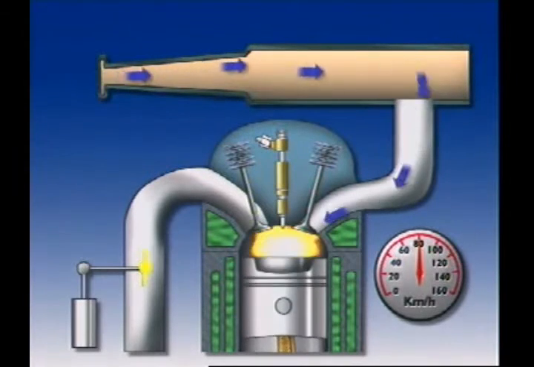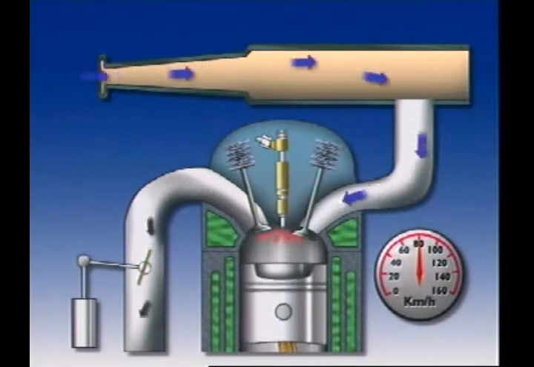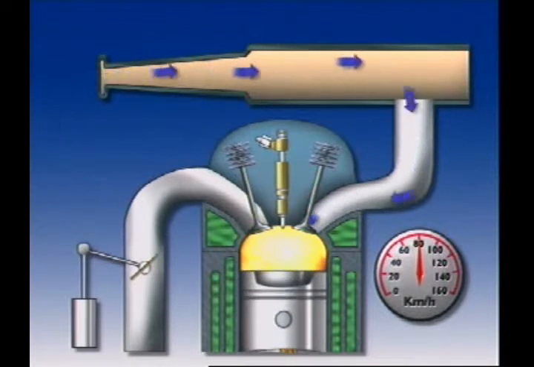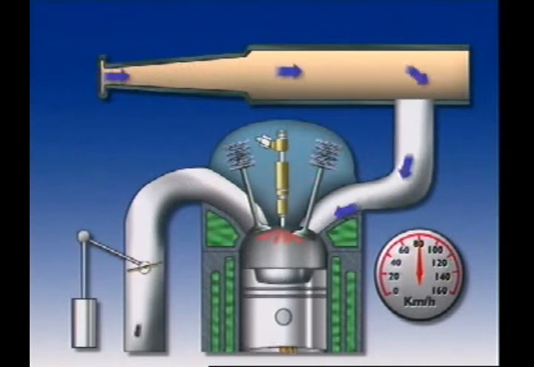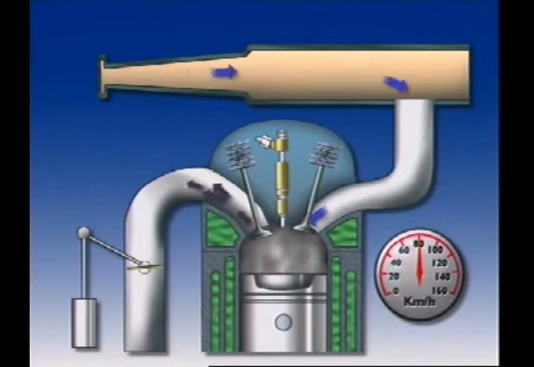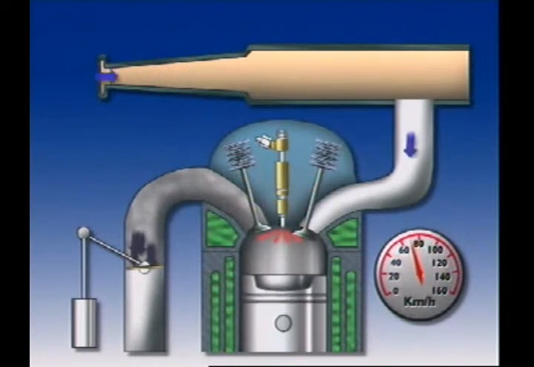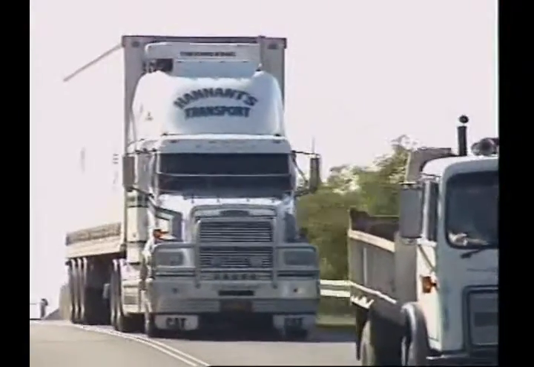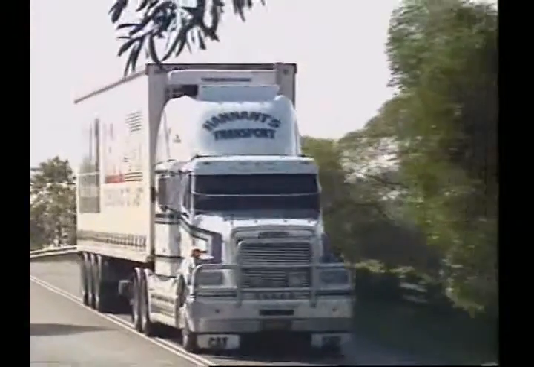It achieves this by closing a butterfly valve located in the exhaust manifold. This maintains high pressures in the exhaust manifold and the engine cylinders, which in turn acts as a brake against the engine rotating. This then slows the road wheels through the transmission or powertrain.